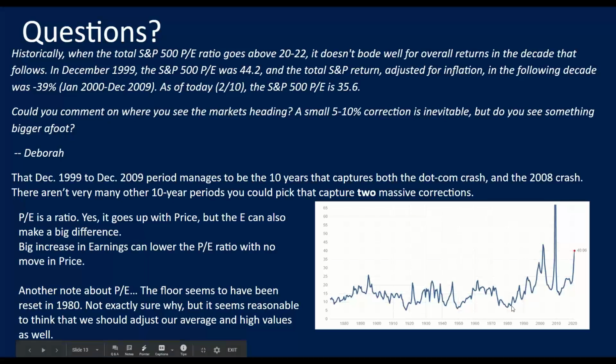And then around 1980, things start to go up and they never come back down as low as they did before. Okay, so if we were to draw a line here and have two data sets, the pre-1980 average PE is way less than the post-1980 average PE.